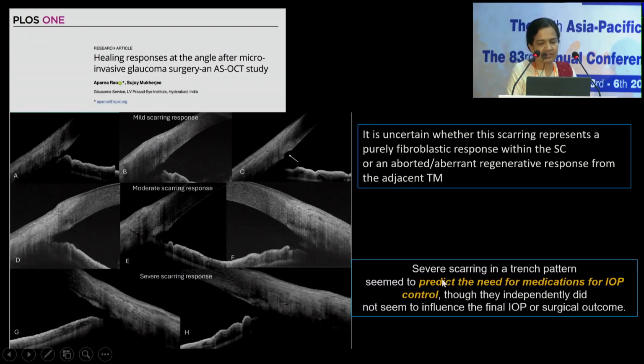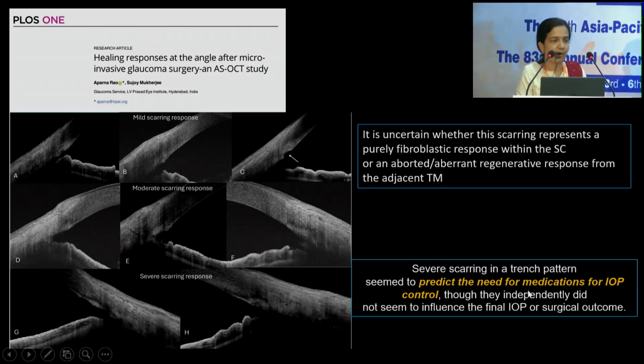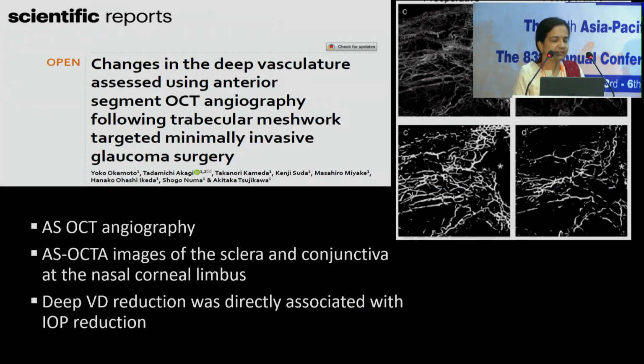One interesting point that I noted was the severe scarring in the form of a trench pattern, which seemed to predict the need for medications for IOP control. However, they independently did not influence the final IOP or the surgical outcome. So we don't know yet whether these structural changes are actually going to correlate with the intraocular pressure. Another thing that is coming up is the OCT angiography.